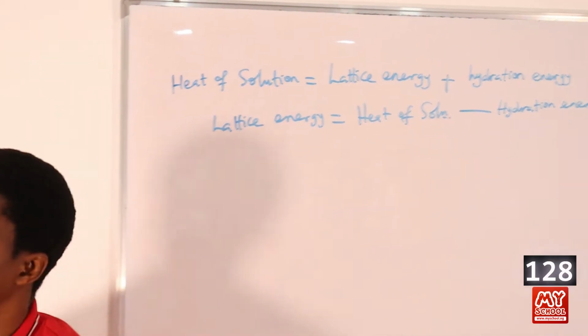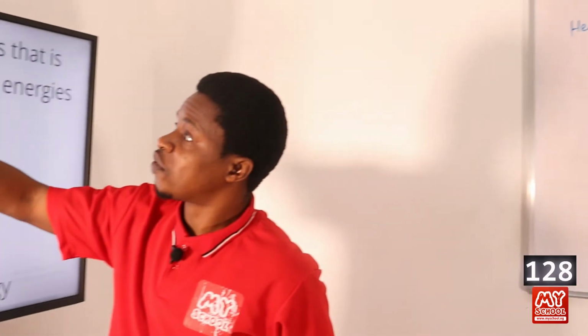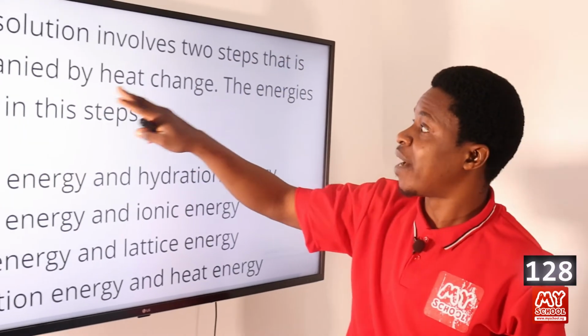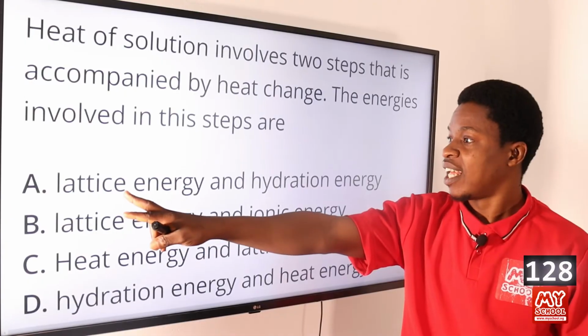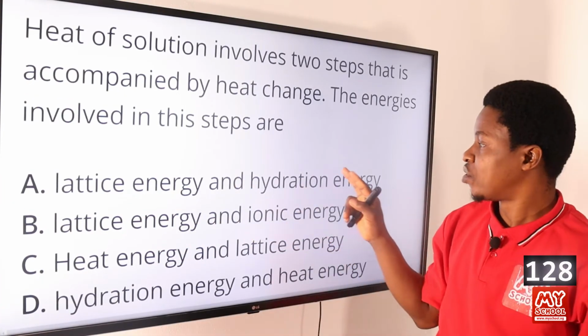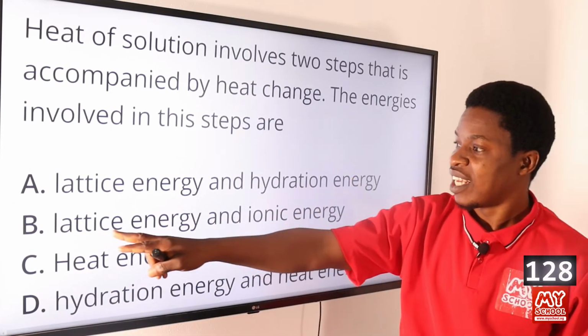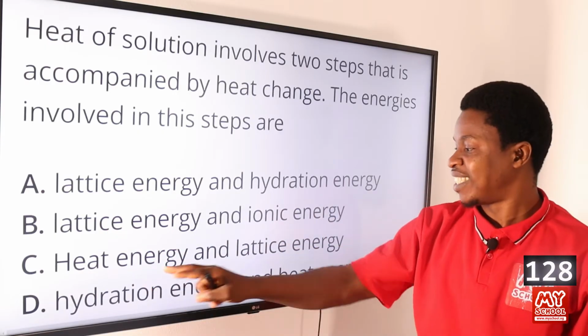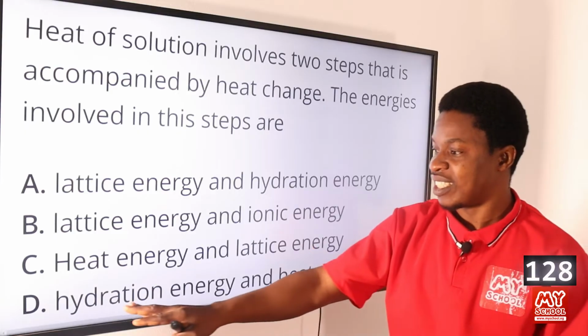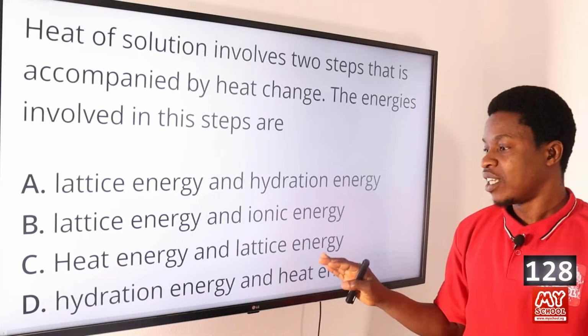Let's move on to the screen now. The question says heat of solution involves two steps that are accompanied by heat change. The energies involved in these steps are: option A says lattice energy and hydration energy. Option B says lattice energy and ionic energy. Option C says heat energy and lattice energy. And option D says hydration energy and heat energy.